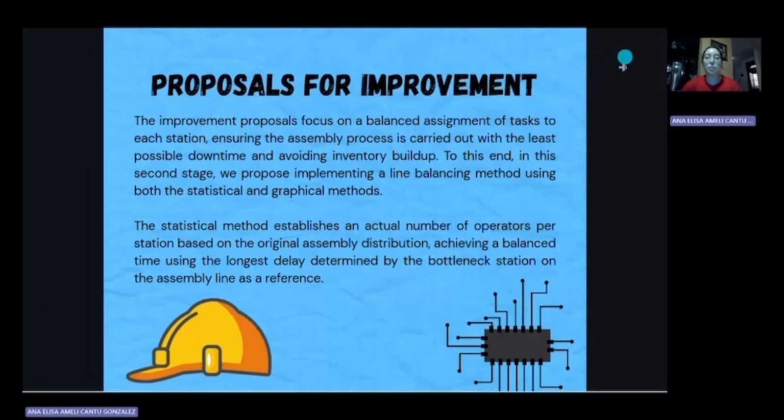Hi, my name is Amelie Cantu, and I'm going to talk about the proposals for improvement. The improvement proposals focus on a balanced assignment of tasks to each station, ensuring the assembly process is carried out with the least possible downtime and avoiding inventory buildup. To this end, in this second stage, we propose implementing a line balancing method using both the statistical and graphical methods. The statistical method establishes an actual number of operators per station based on the original assembly distribution, achieving a balance time using the longest delay determined by the bottleneck station on the assembly line as a reference.